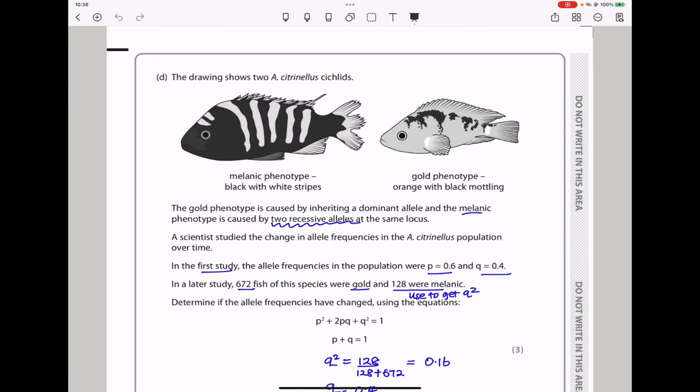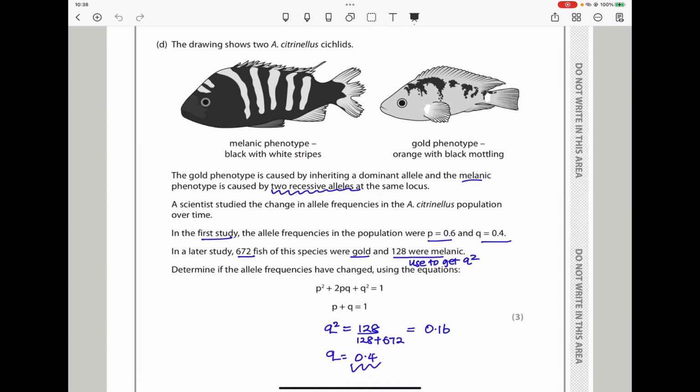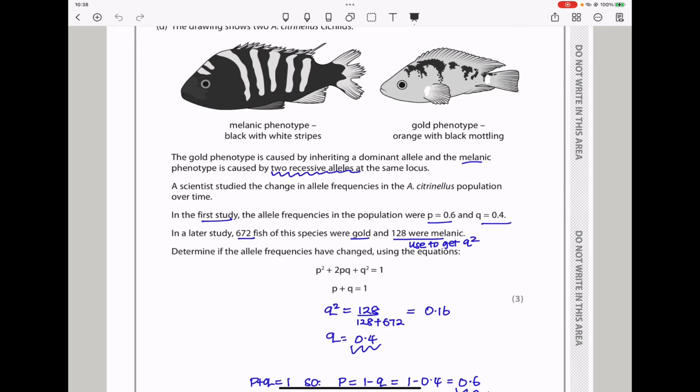Moving on. The drawing shows 2 citrinellus cichlids. There is one that is melanic and the other that is gold. So they say the gold phenotype is caused by inheriting a dominant allele, and the melanic phenotype is caused by 2 recessive alleles at the same locus. A scientist studied the change in allele frequency in the A. citrinellus population over time. In the first study, the allele frequencies in the population were p equal to 0.6 and q equal to 0.4. In a later study, 672 fish of this species were gold and 128 were melanic.